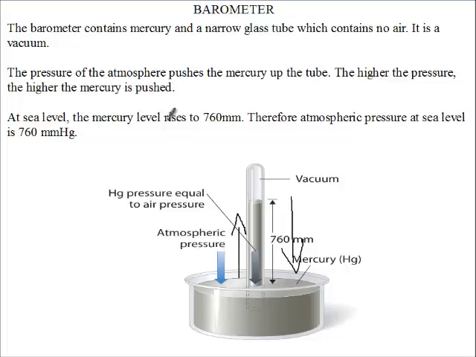At sea level, the mercury level rises to 760 millimeters in the glass tube. As you move higher, it is going to move down. As you move lower, the mercury level will rise.